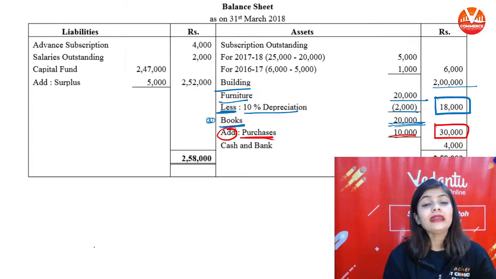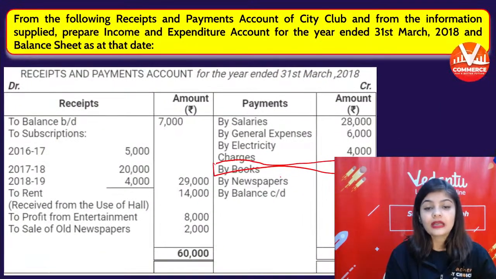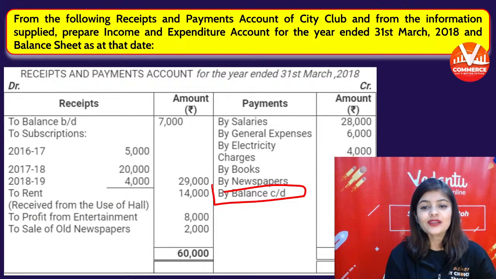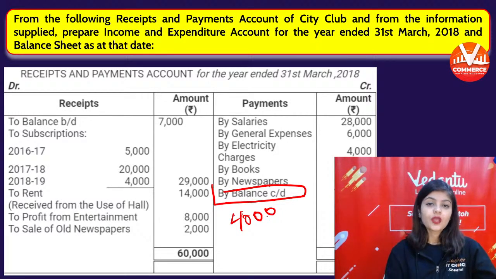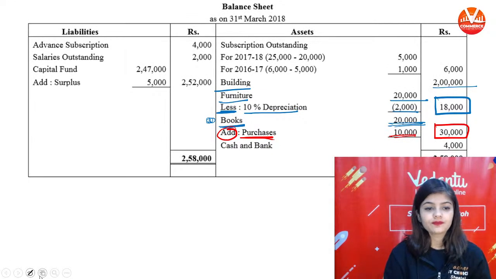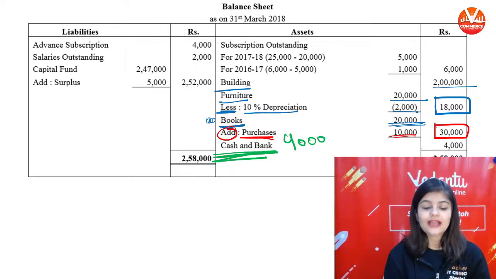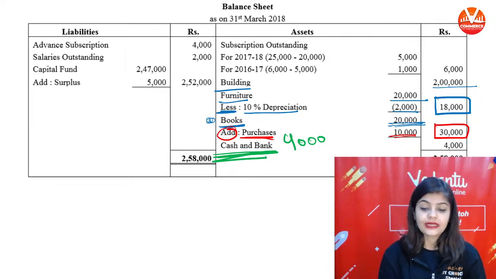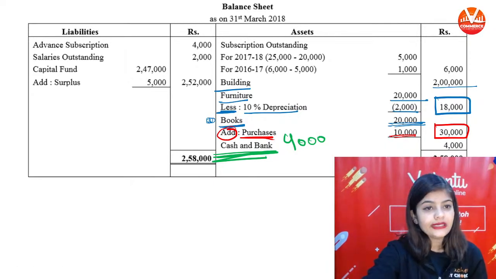And then you will write down the closing cash balance from the receipt and payment account. From the receipt and payment account, your closing balance of cash is 4,000. You will record this in the closing balance sheet. Cash at bank, 4,000. So our asset side is now complete.